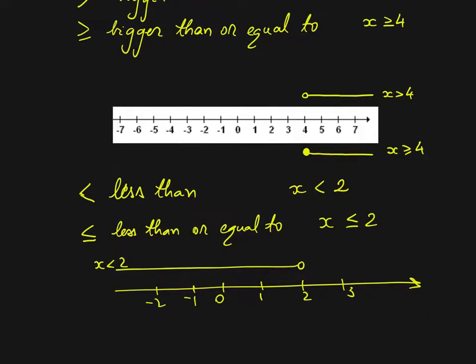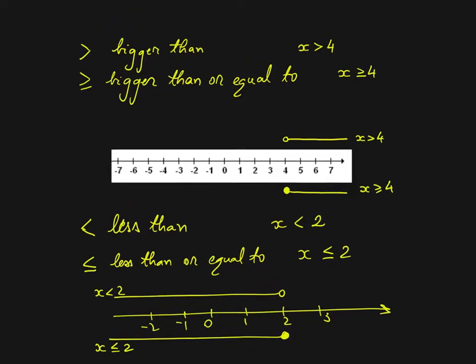And x smaller or equal to 2 will be represented like this, meaning that 2 is included. Any number here is part of the solution x less than or equal to 2.